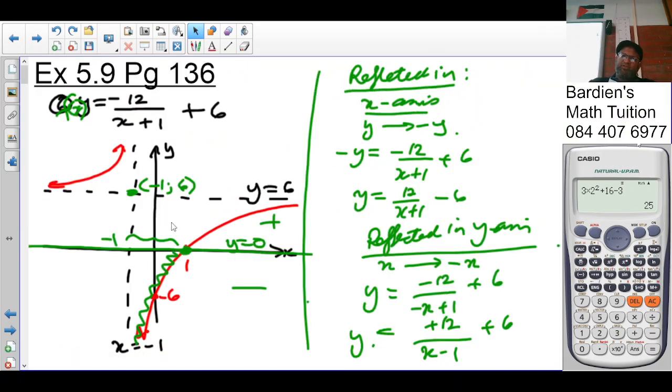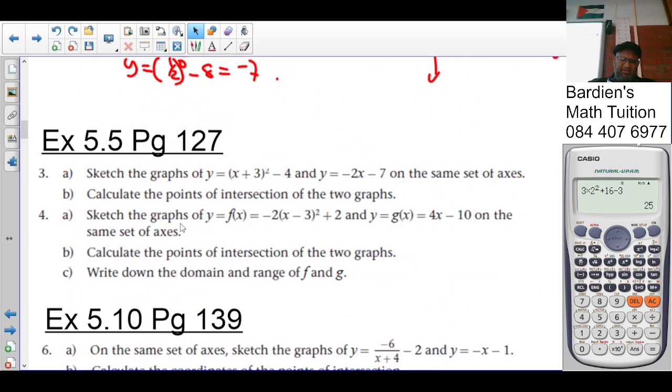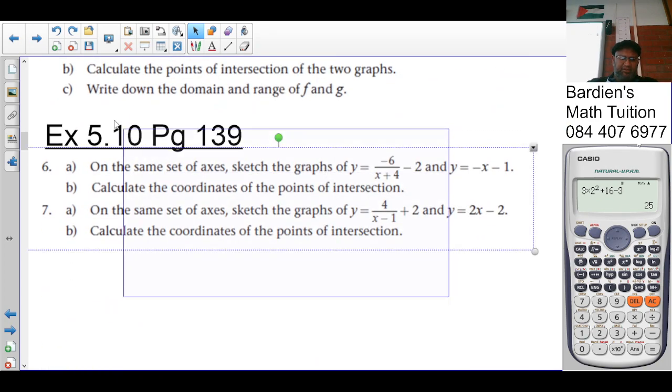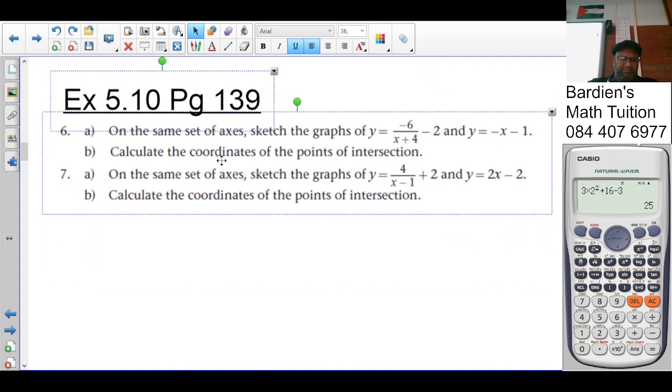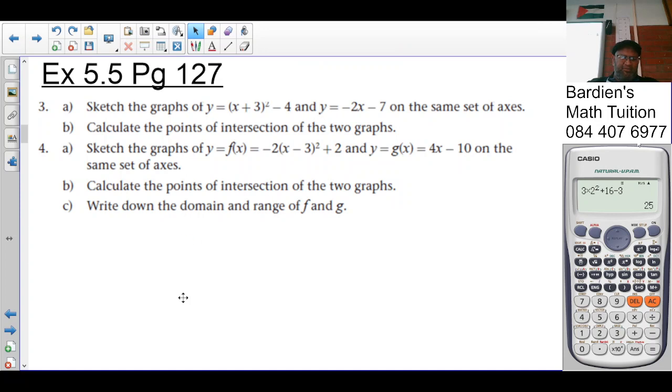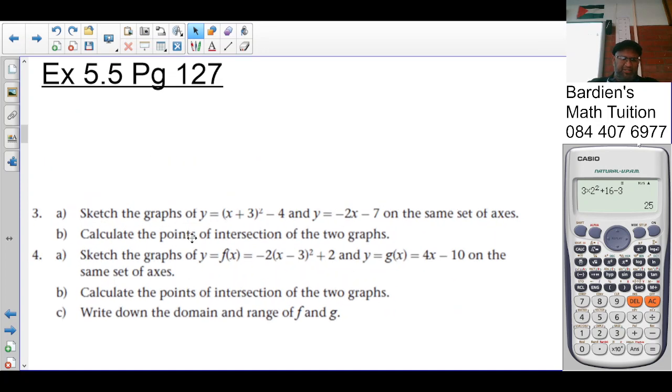Did I give you homework for today? Yes. Okay, the homework was exercise 5.5. We'll start there. We're looking at exercise 5.5 on page 27, number 3.